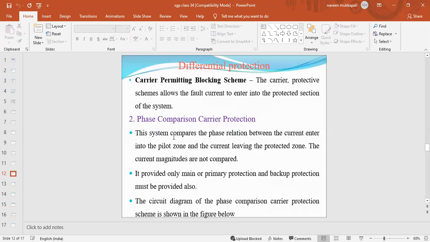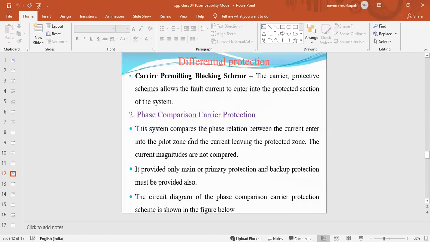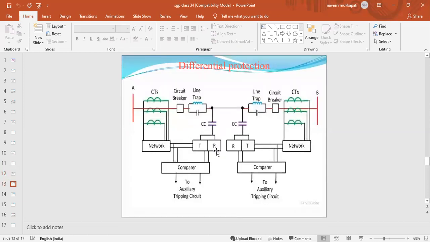It provides mainly the primary protection and backup protection for the relay coils. Okay, this is the circuit diagram for the phase comparison carrier current differential protection. This is the feeder line. In that feeder line, we are connecting the circuit breakers at both ends. We are using the line traps, that is, the inductive capacitance circuit.